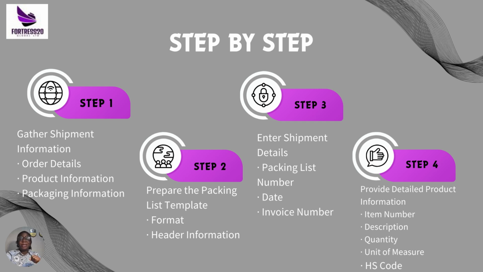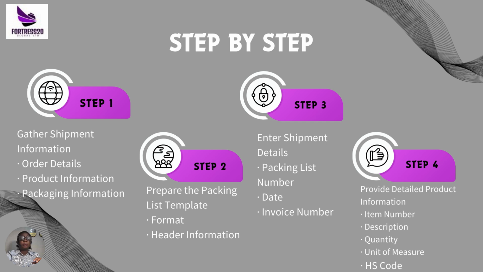It's time to create our packing list step by step. Are you ready? Let's do this. The first step is to gather the shipment information, the order details. Look at your purchase agreement and get all the relevant information. The second thing under the first step is the product information. Ensure that you have full details about the product, including the description, the quantities, and specification.